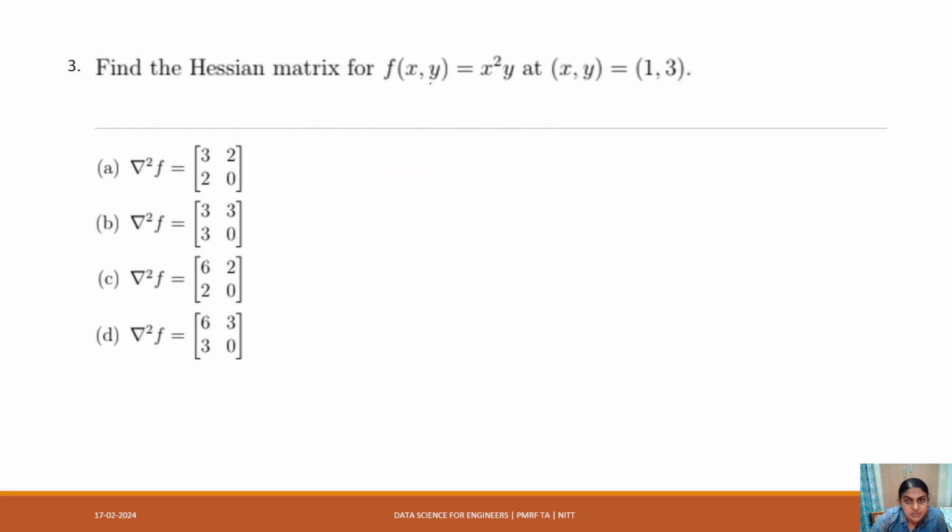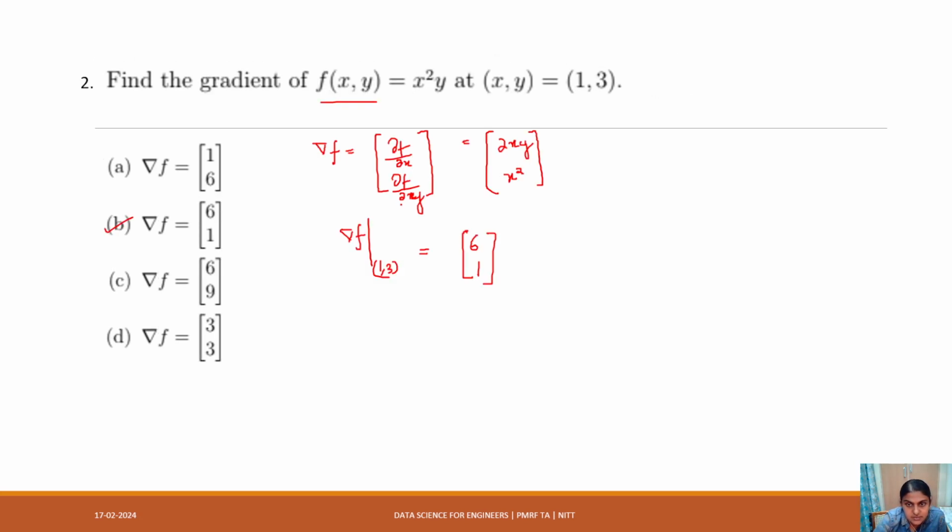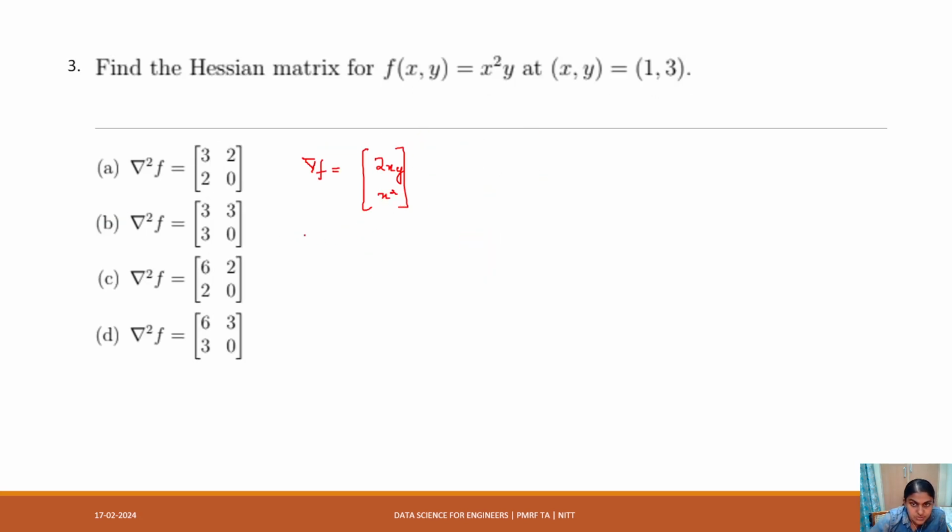Then find the Hessian matrix for f of x, y equal to x square y at x, y equal to 1, 3. So the same question is repeated, and then you have to find the Hessian for that. So already you have del f equal to 2xy and x square. This we have seen last slide, okay. Now you have to find out the del square of f.